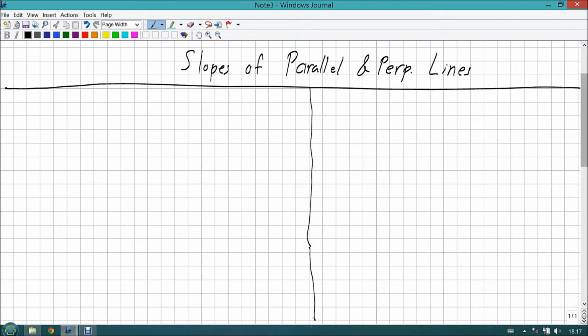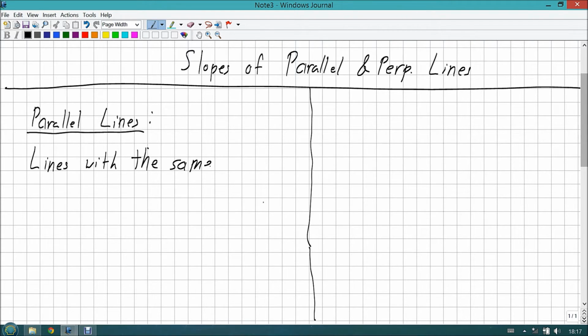So let's start with, what are parallel lines? Parallel lines are lines with the same slope. Actually, I shouldn't say that. That's kind of like giving everything away. Oh well, let's see if you guys paid attention there. Parallel lines are lines that never touch. Lines that never intersect. And of course we're going to be talking about lines in the Cartesian coordinate system, which is only two dimensions.